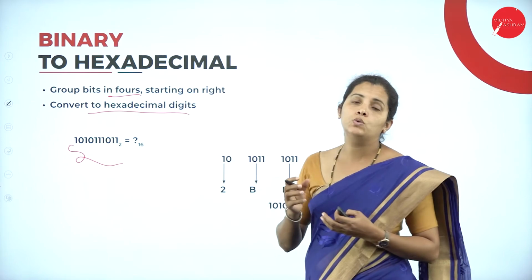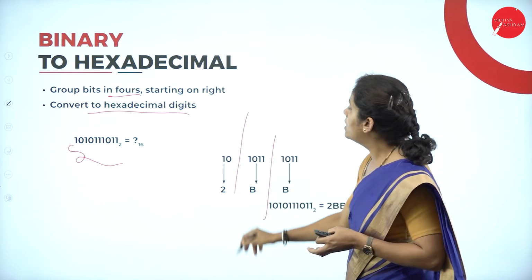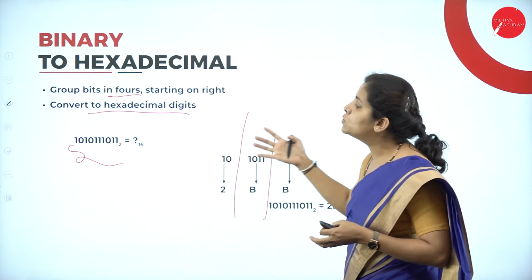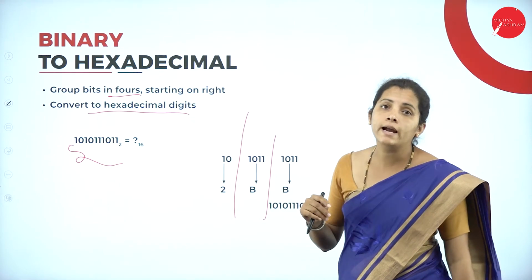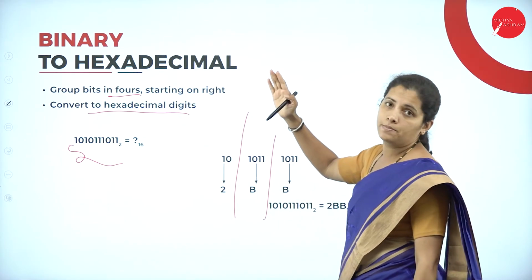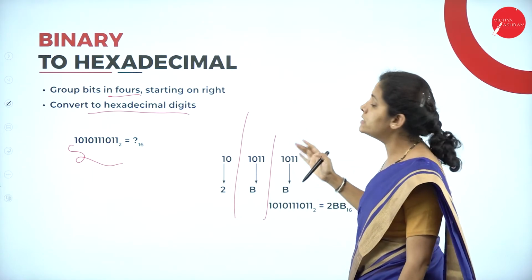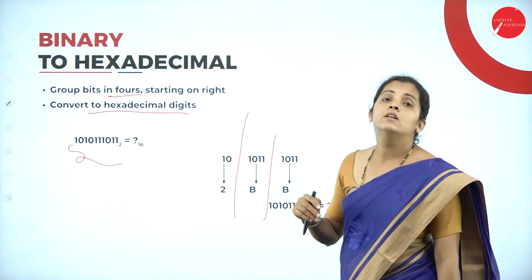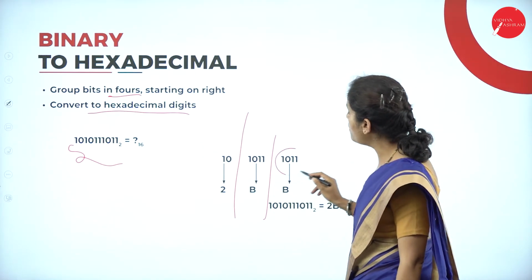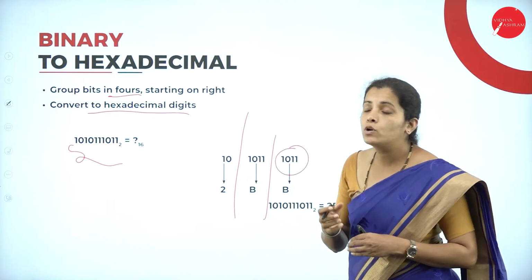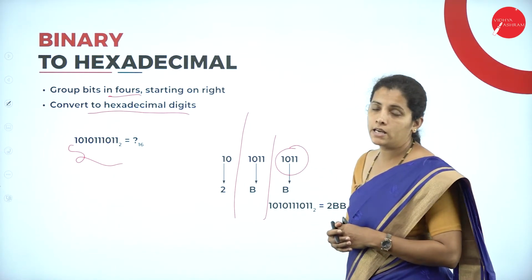So what I want to do? I want to group 4 bits together. So this is the way to group 4 bits together. Now I'm going to write the hexadecimal values for those bits. That means hexadecimal equivalent to binary value. So here I have binary. Now I want to write hexadecimal equivalent to this binary value.